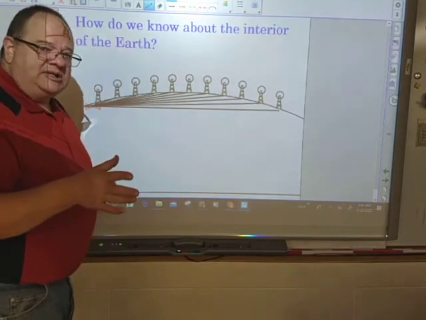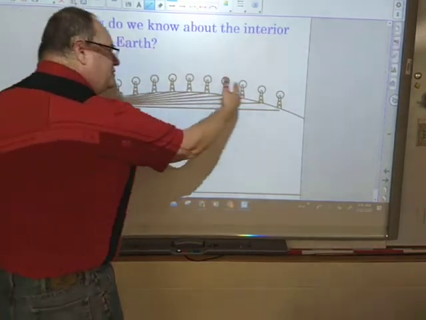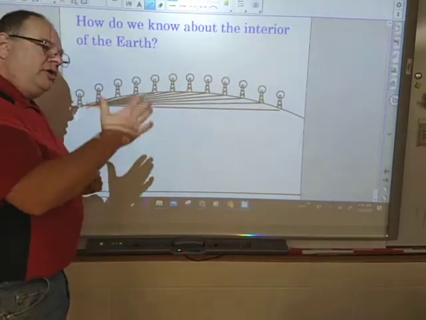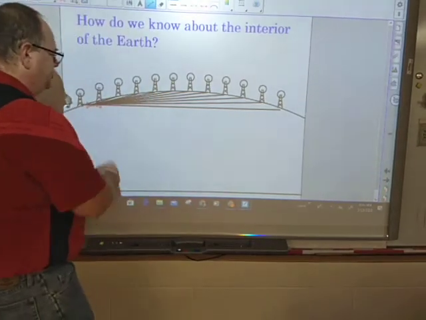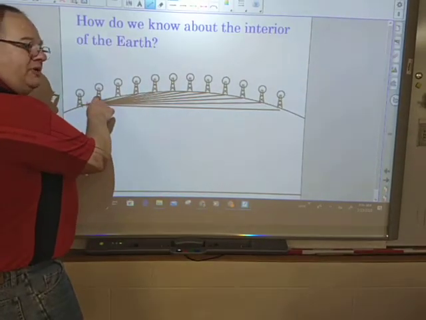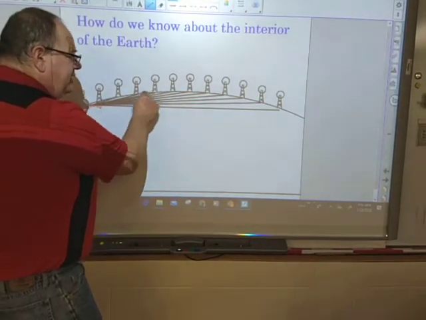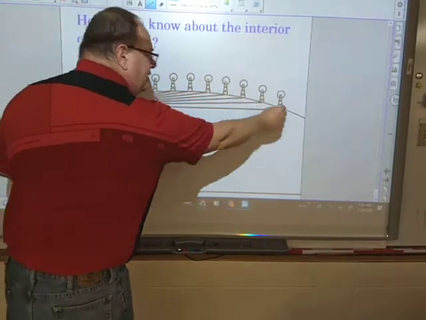So hopefully it makes sense to everybody that the further the distance away, the longer the time is before the wave energy gets to that station. So this station's going to know about the earthquake first, and this one's going to be a little bit later, and this station's going to be a little bit later and a little bit later.